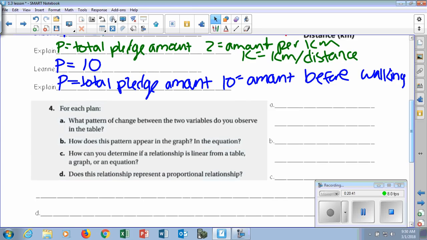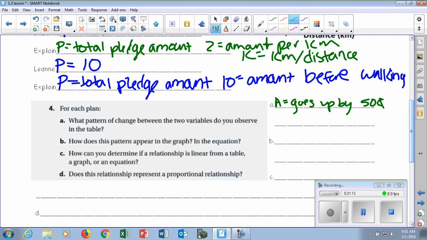No? Okay, so let's move on to 4. It says for each plan, for 4A, what pattern of change between the two variables do you observe in the table? So we're looking at the money compared to the distance. So for Elena, I'll put A for Elena. What did we see? What does it go up by? Robert: it went up by 50 cents. Goes up by 50 cents.